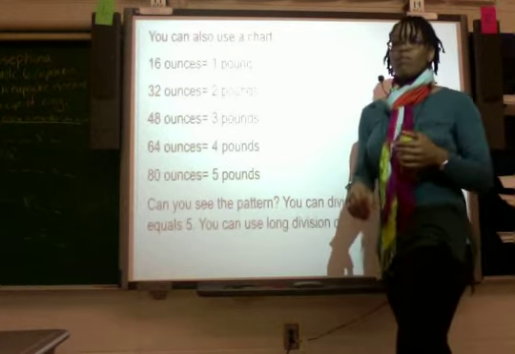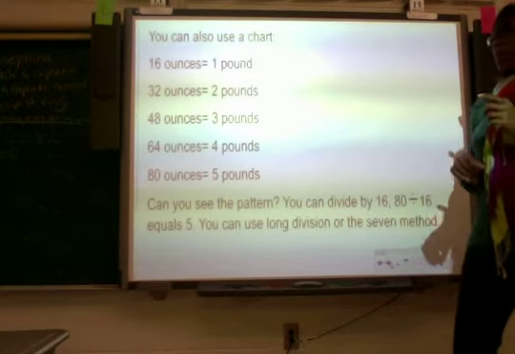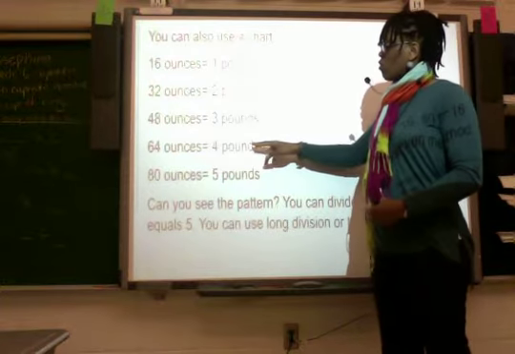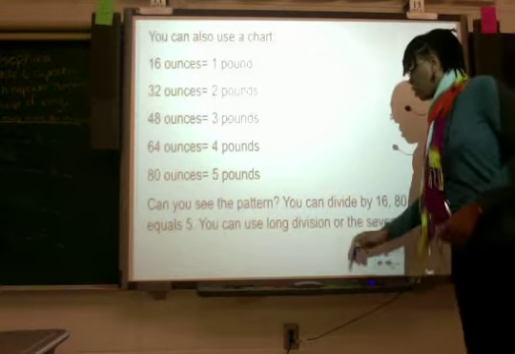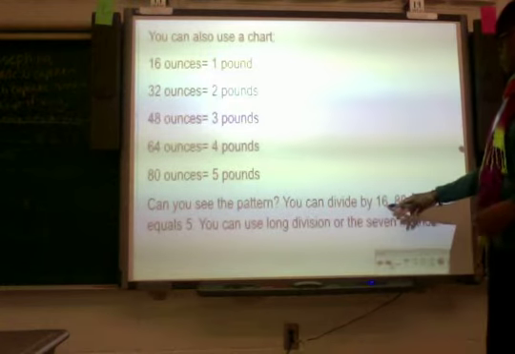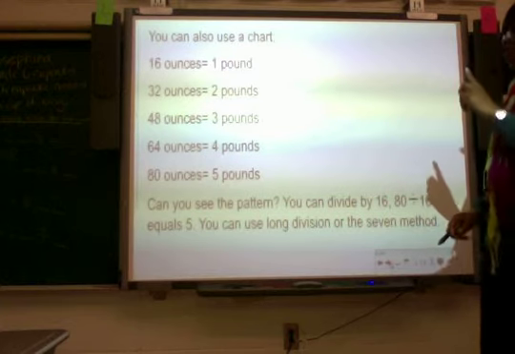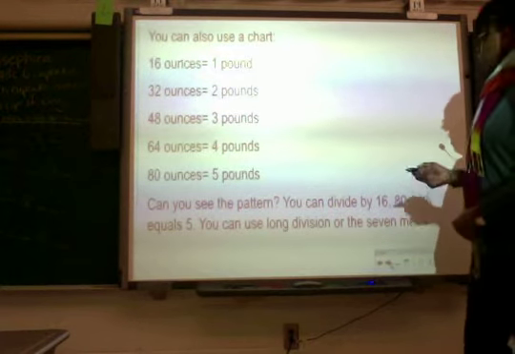Every time you have 16 ounces, it's a pound. 48 ounces is 3 pounds. 64 ounces is 4 pounds. 80 ounces is 5 pounds. So hopefully you see again the pattern here. And this time you're dividing by 16. Every time you pull out a group of 16, that's 1 pound. So whenever you're pulling out, splitting, passing out, sharing, it's division.